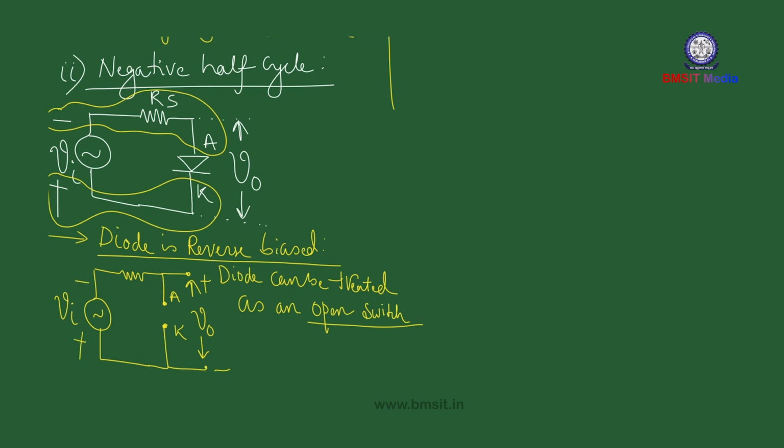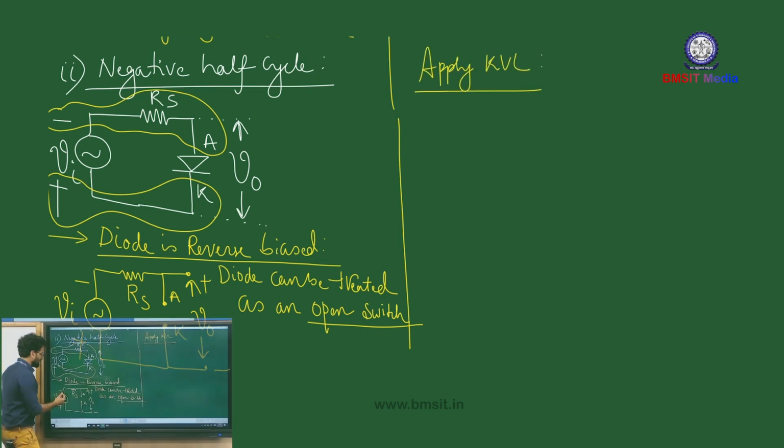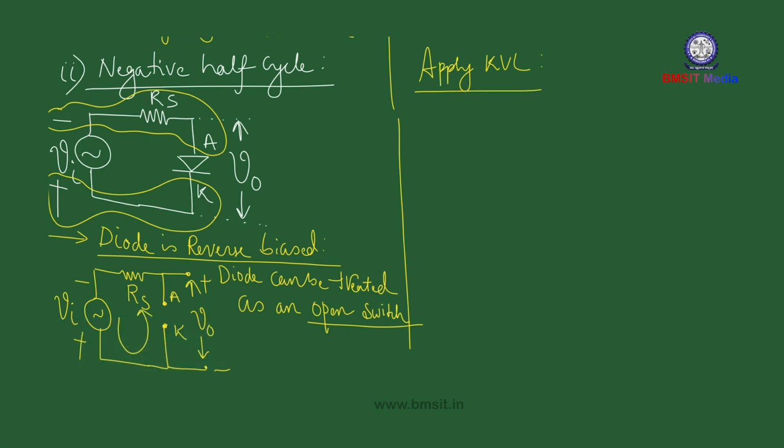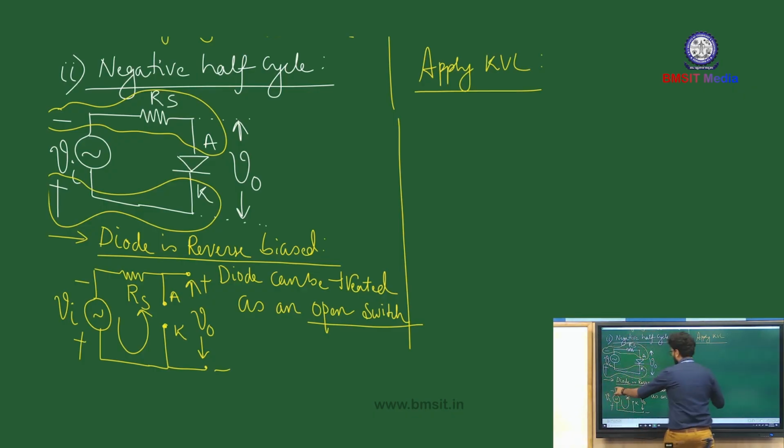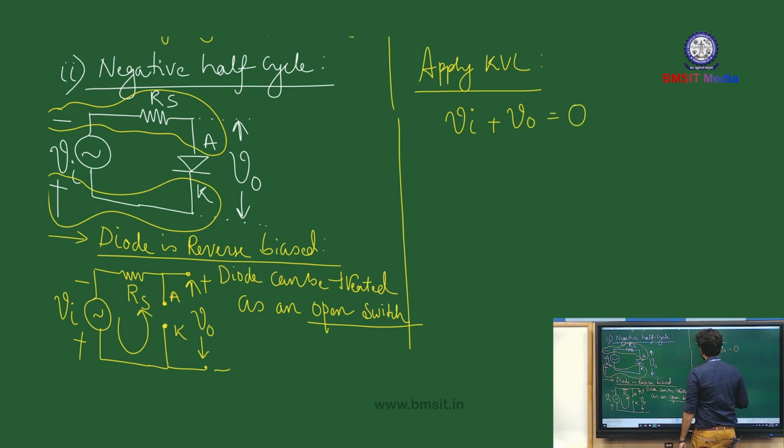You can apply KVL and you can determine the output voltage. So you have an open circuit path. Let us apply KVL in the anti-clockwise direction. I am taking the direction of the source voltage Vi, so minus to plus is Vi. And then we have the polarity for the output, which is minus to plus. So this becomes plus V0 is equal to 0, or V0 is equal to minus Vi.